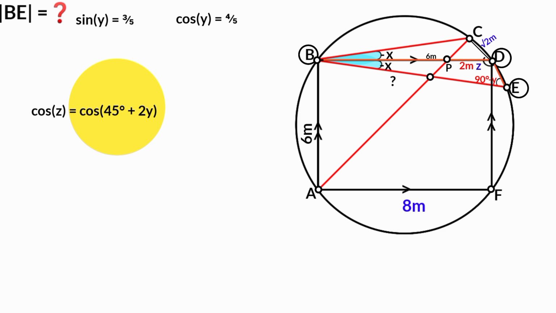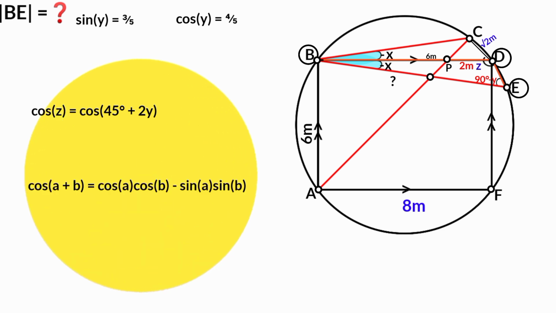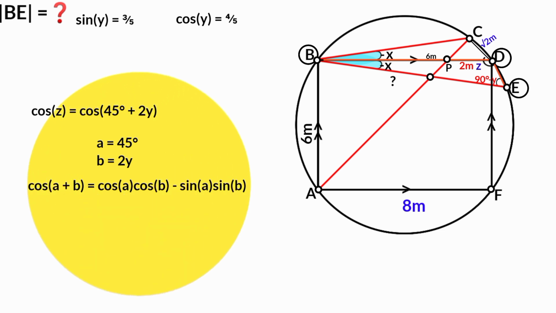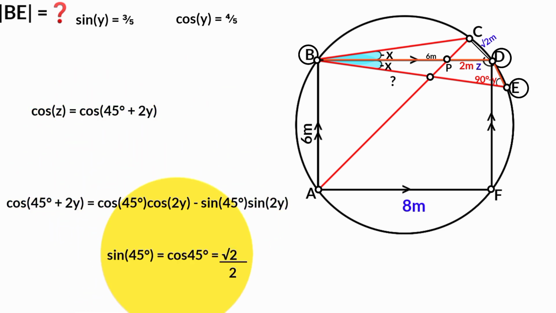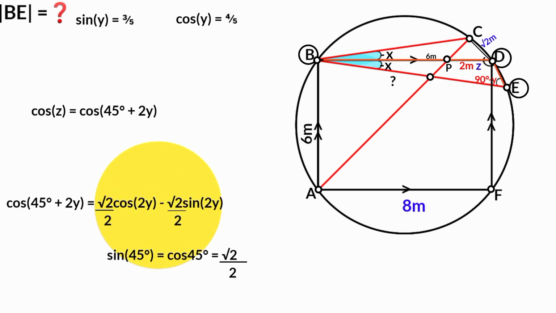From trigonometry, there is an identity that cos(A+B) equals cos A cos B minus sin A sin B. If we let A equal 45 degrees and B equal 2y, substitute here: cos(45 degrees + 2y) equals cos 45 degrees cos 2y minus sin 45 degrees sin 2y. 45 degrees is a special angle. Both the sine and cosine ratio are root 2 over 2. That is, this cos 45 degrees and this sin 45 degrees are root 2 over 2 each.